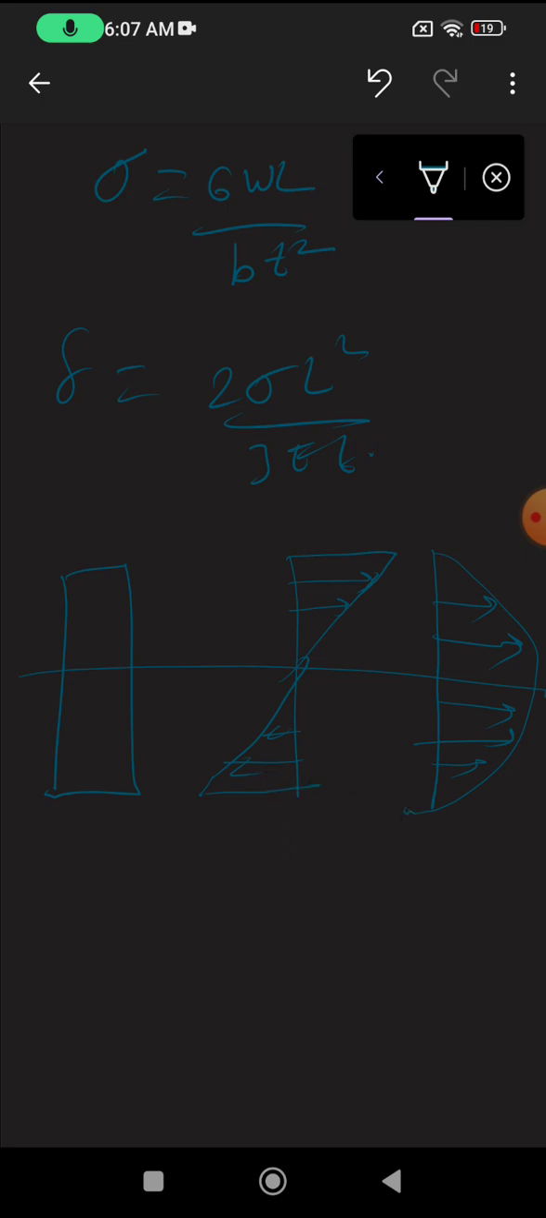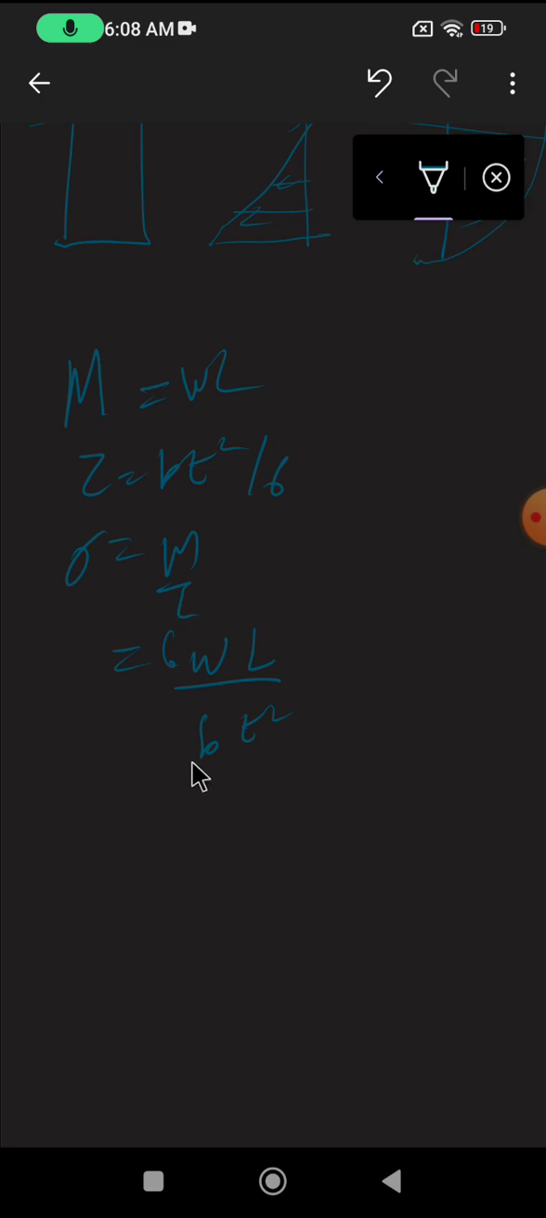Now suppose the spring is not of cantilever type, but a simply supported beam with length 2L and load 2W at the center. Then the maximum bending moment M will be equal to WL, Z will be equal to BT square by 6. Sigma is M by Z, which is equal to 6WL upon BT square.